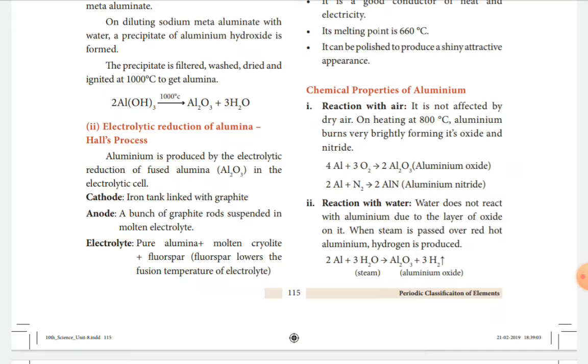So what is the reaction that takes place when aluminium reacts with oxygen at 800 degrees Celsius? Aluminium oxide is formed. Similarly, when aluminium reacts with nitrogen, aluminium nitride also forms at 800 degrees Celsius. So A is aluminium, B is aluminium oxide, Al2O3.